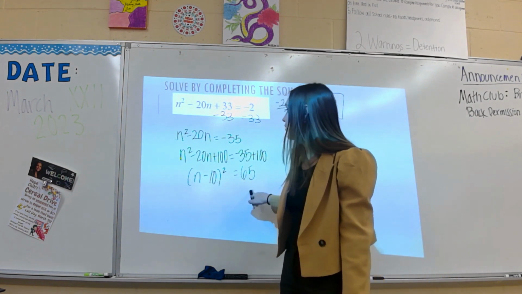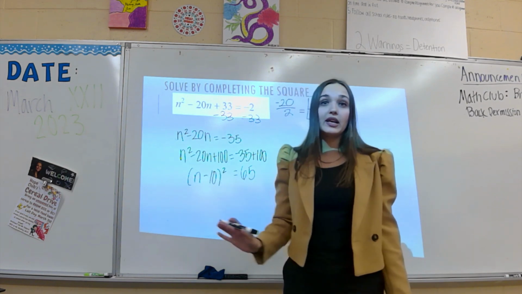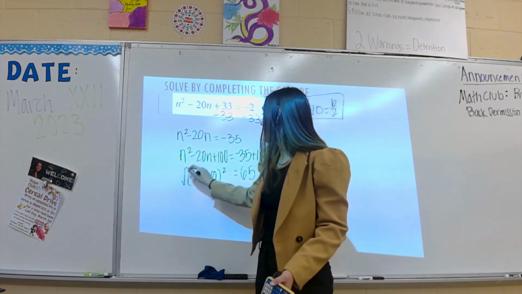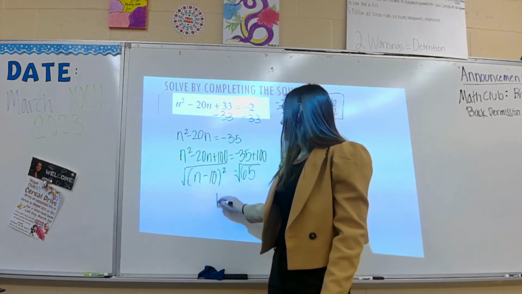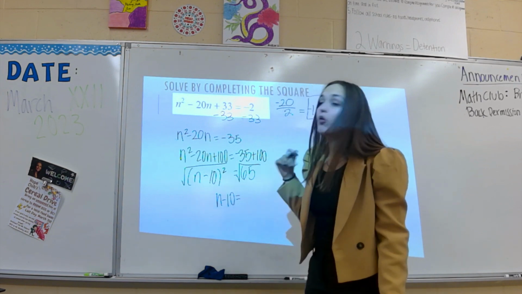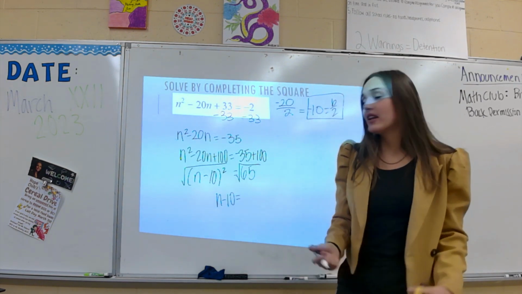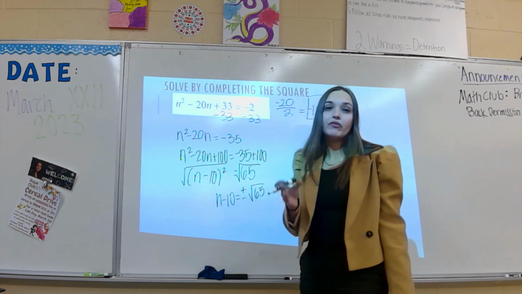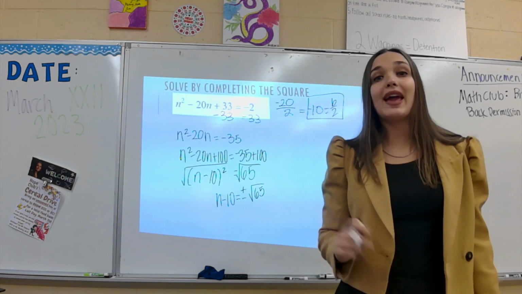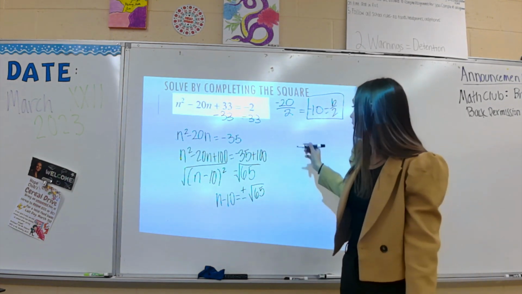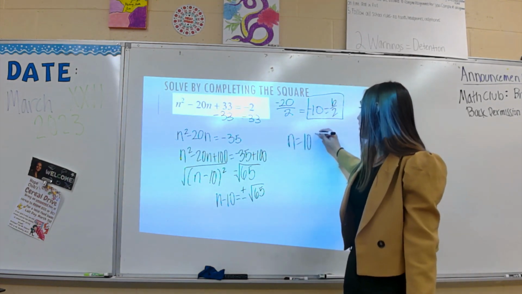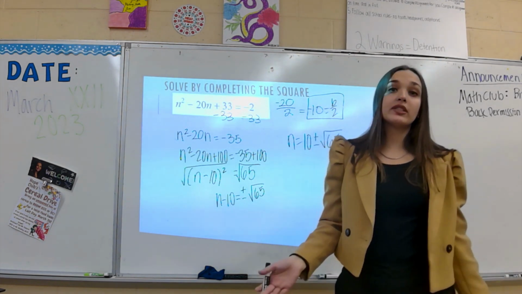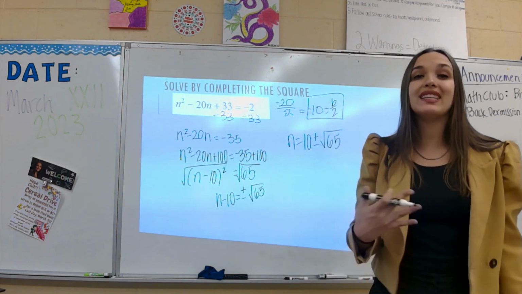So we can't add the 10 over. There's nothing else we can do on the inside there. We have to get rid of that square. So to get rid of the square, we square root both sides. And I get n minus 10 equals, when we square root something, that's the positive and negative square roots. So that's going to be positive or negative square root of 65. Now I don't want n minus 10, I just want n. So I am going to add 10 over, and I get n equals 10 plus or minus the square root of 65. Some teachers are okay with you leaving it just like that. However, I like for my students to put it in decimal form.